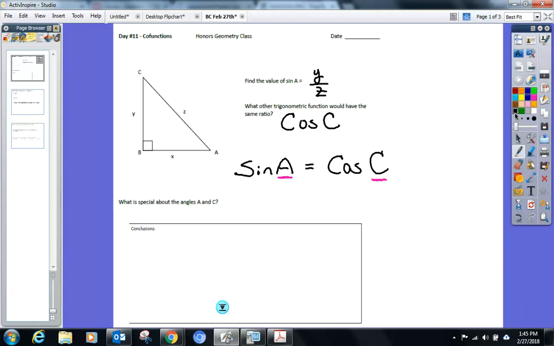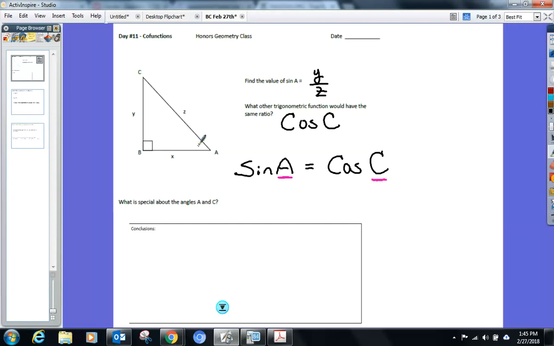They should add up to what? Everyone agree they add up. If angle B is a right angle and there's 180 degrees, C and A must add to 90, which we call complementary. And that's what we're going to do today: if you ever want sine and cosine to be equal to each other, their angles have to be complementary.